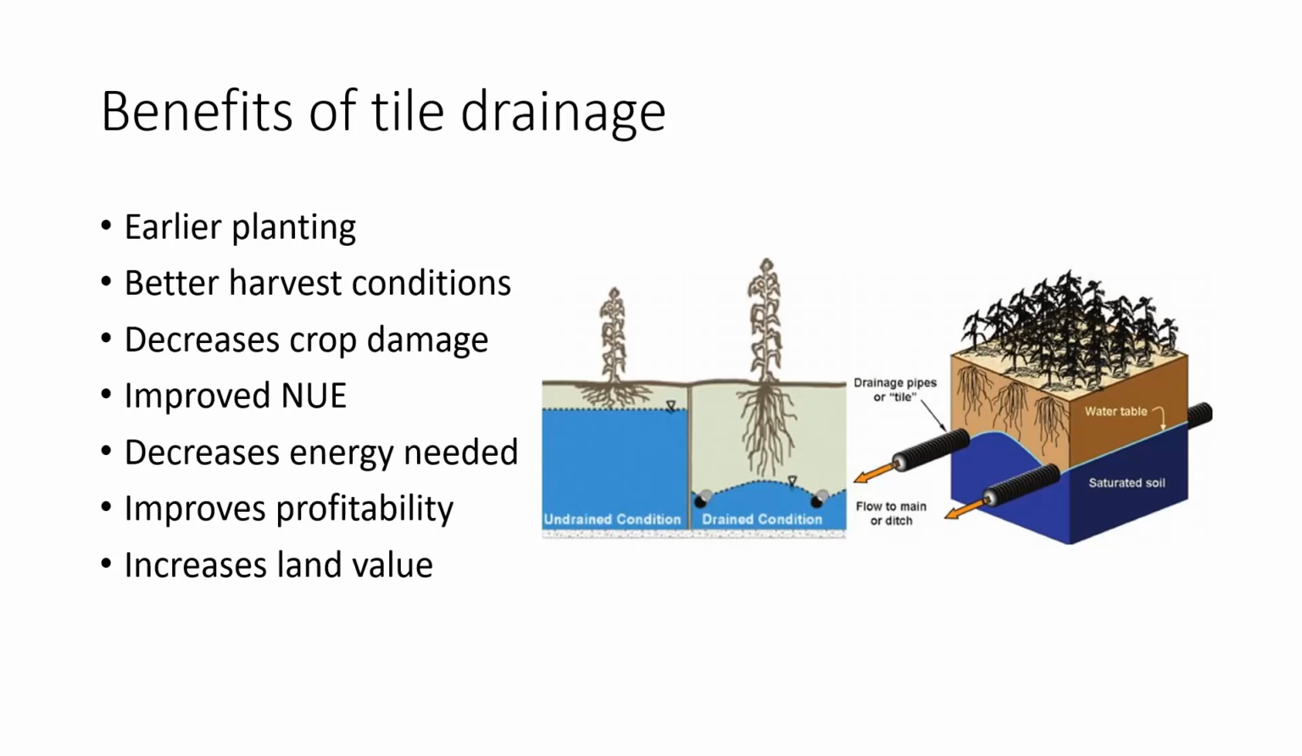Decreasing that amount of nitrogen that's needed to grow that crop increases the energy efficiency of that crop production, so it decreases the energy needed to produce the crop. Also, we do see things like better gas mileage or fuel efficiency from the equipment moving across that field if it's a drier field versus one that's slipping in those wet soil conditions. All this leads to improved profitability, and that improved profitability leads to increases in the land value.